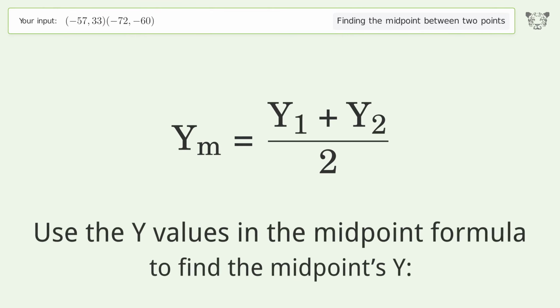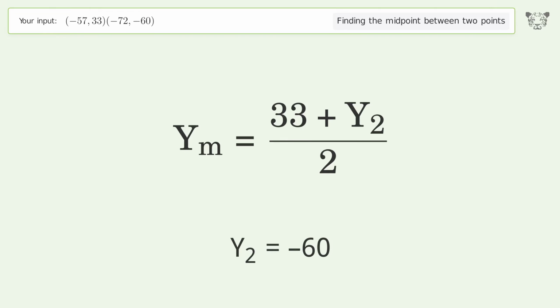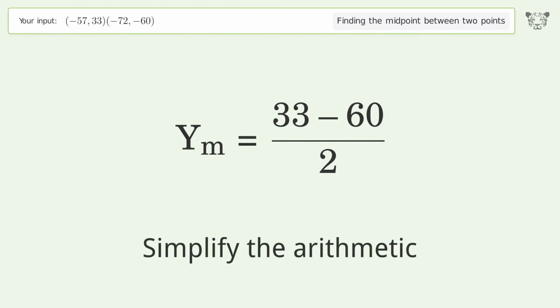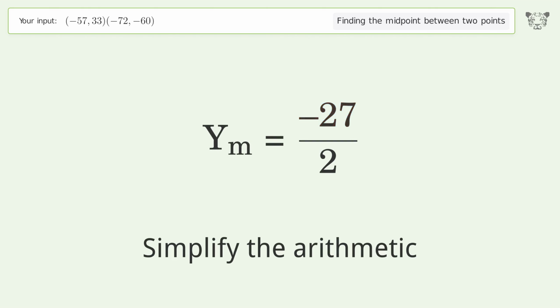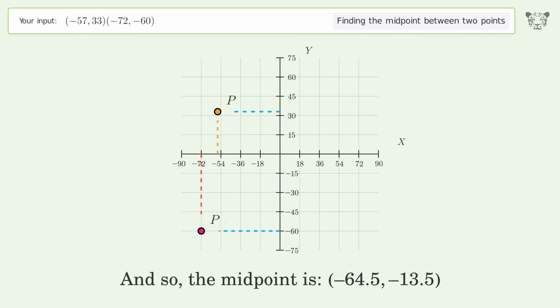Use the y values in the midpoint formula to find the midpoint's y. y1 equals 33. y2 equals -60. Simplify the arithmetic. And so, the midpoint is -64.5, -13.5.